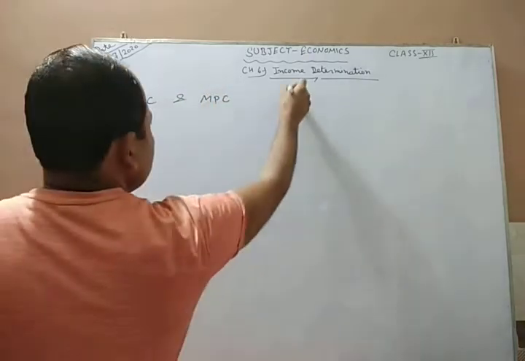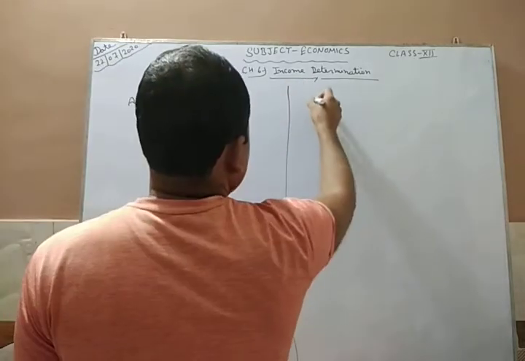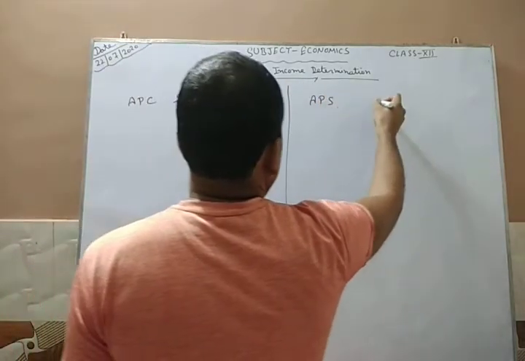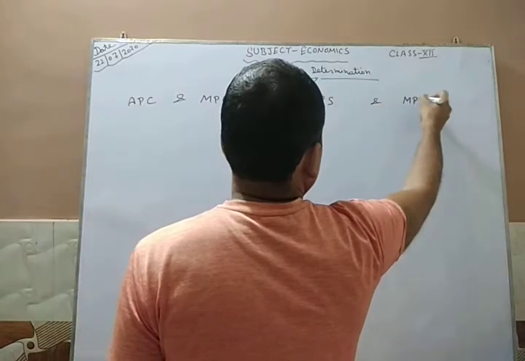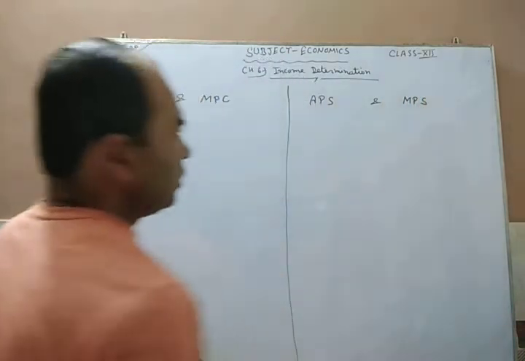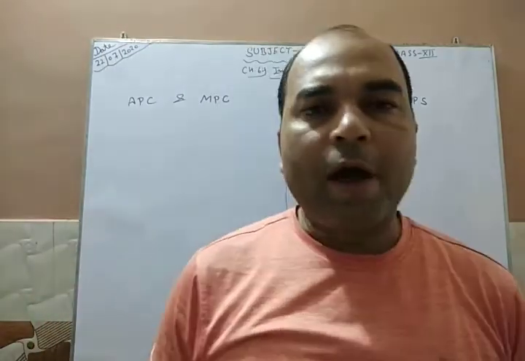On the other hand, average propensity to save and marginal propensity to save. This is clear to students. Average propensity to consume is a ratio of total consumption to total income. So when we calculate average propensity to consume, we have to divide total consumption by total income. I hope this is clear to students.